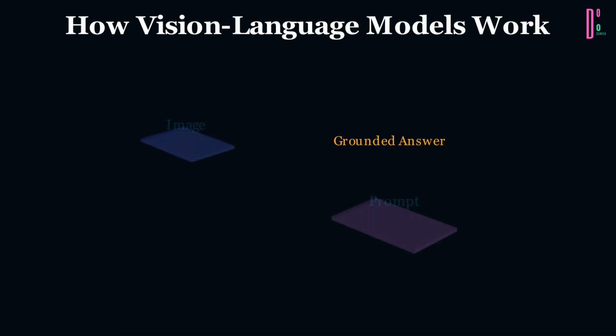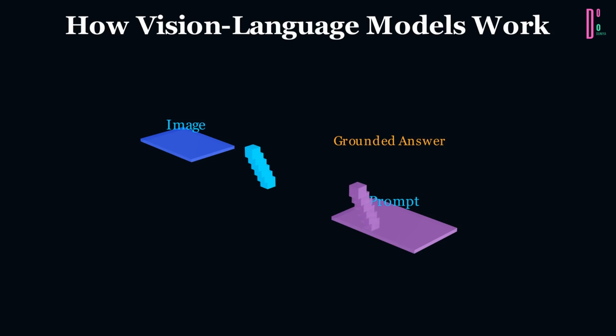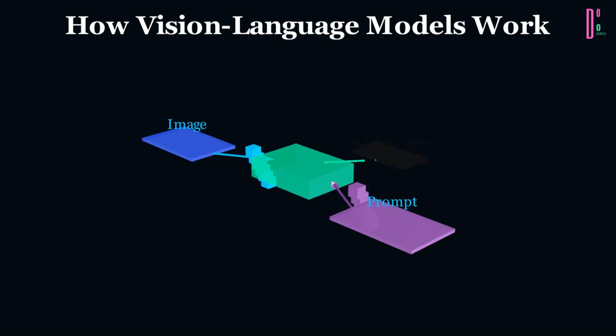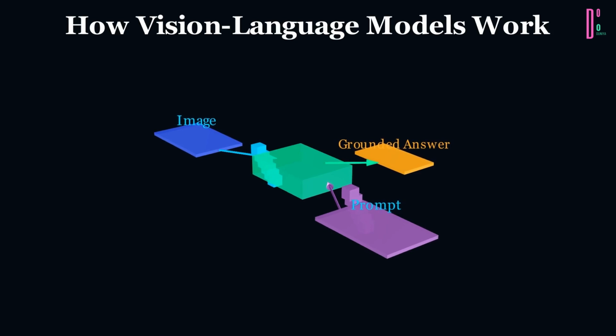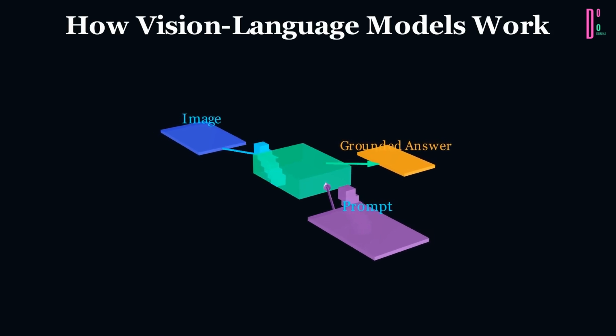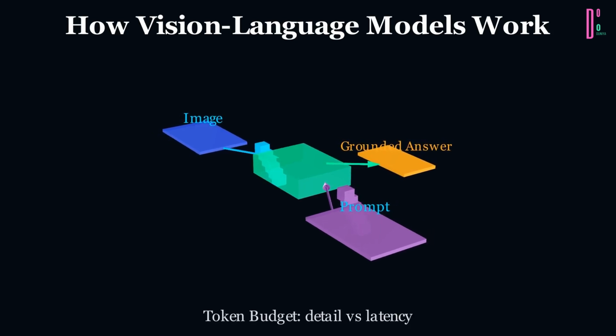Here is the core architecture. First, a vision encoder converts image patches into visual tokens. Second, a text encoder converts your prompt into language tokens. Third, a fusion transformer aligns both streams through cross-attention. Finally, the decoder generates an answer grounded in both modalities. The key engineering challenge is efficient token budgeting. Too many visual tokens, and latency explodes. Too few, and the model misses details.